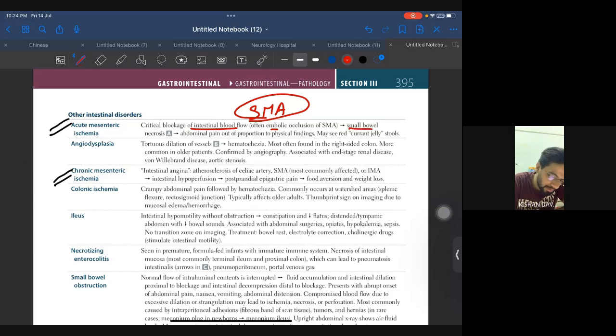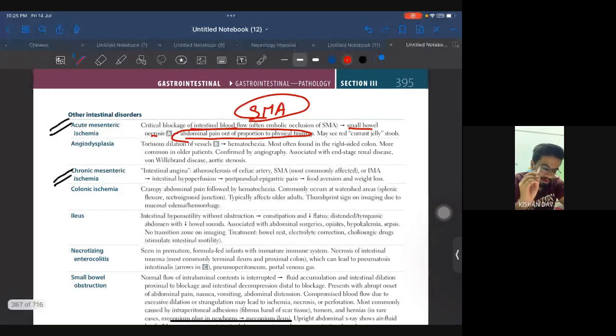Small bowel necrosis, abdominal pain out of proportion. Nothing else is given to you. There is no mention of whether the pain occurs after eating or before eating. The pain is not due to anything, no reason is given. Suddenly the patient comes to you and is having pain. So that is acute mesenteric ischemia. This is how the case presentation will be.